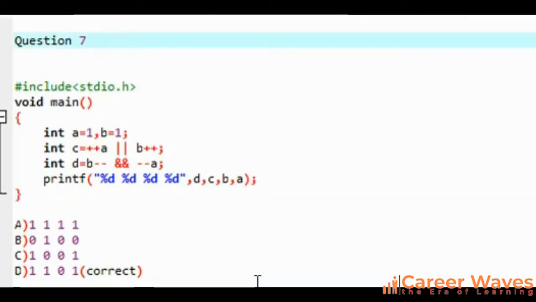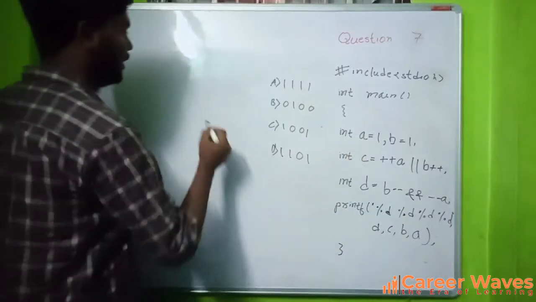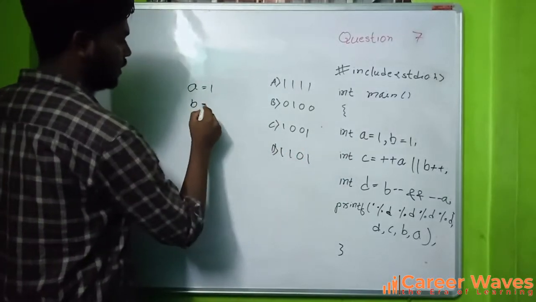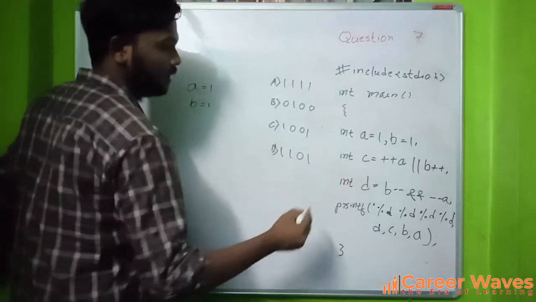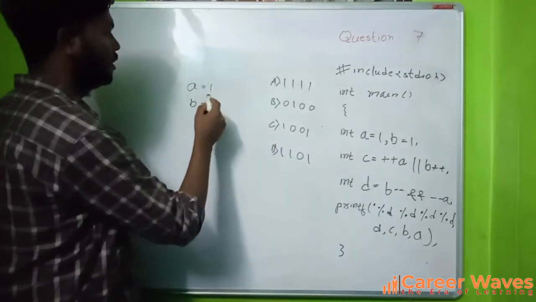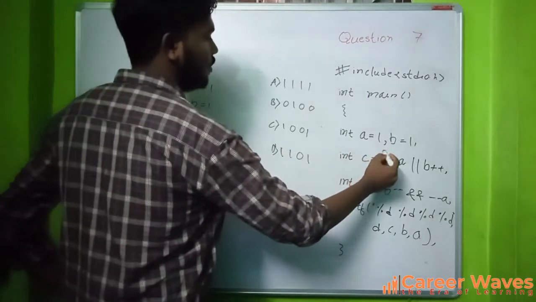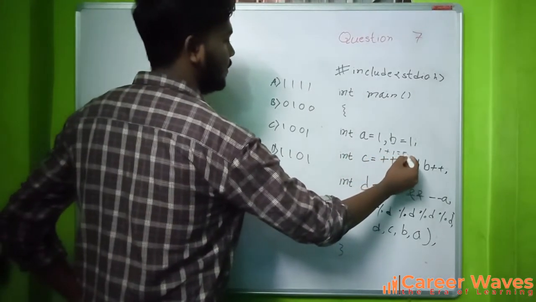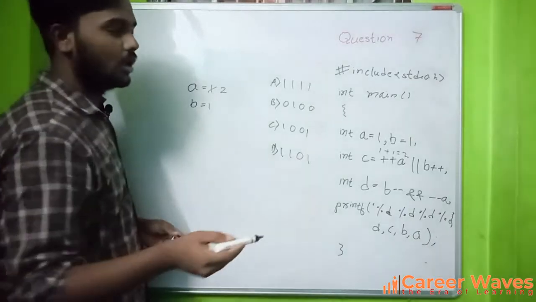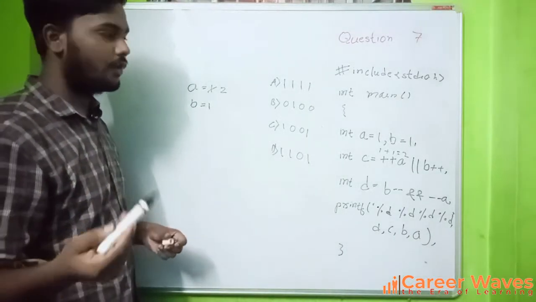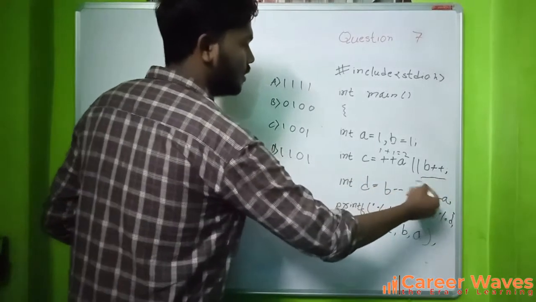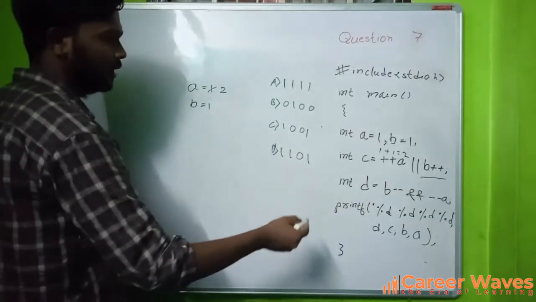Let us find the output for this question. Again a is 1, so the value of a will be 1, b is equal to 1. Now let us solve this. ++a is a pre-increment, so the value of a is 1, so a becomes 1 plus 1, that is 2. Now logical OR follows the short circuit concept, so you do not have to resolve this part. Now we will come to the next part.